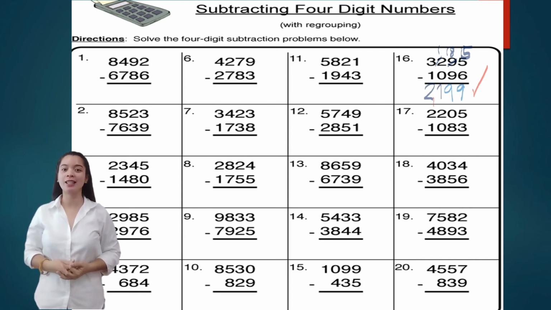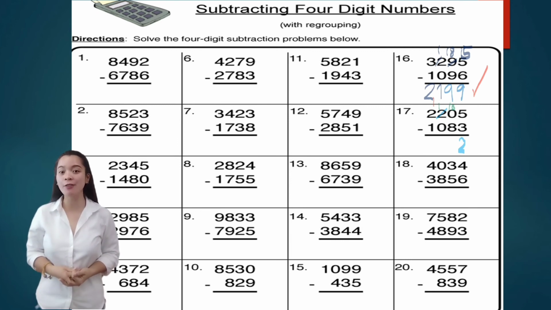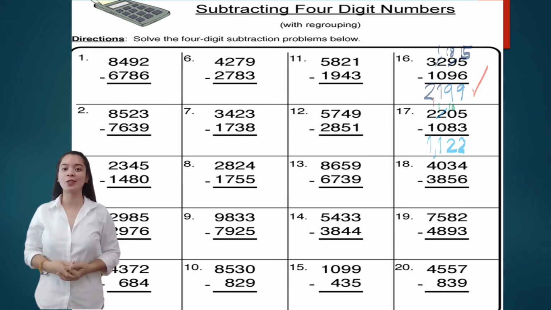Next we have number 17. So we have here 5 minus 3 equals 2. 0 minus 8 cannot be, so let's borrow from here. 2 becomes 1 and 0 becomes 10. So 10 minus 8 equals 2. And 1 minus 0 equals 1. 2 minus 1, 1. So we have our answer 1,122. Now let's go to 18.